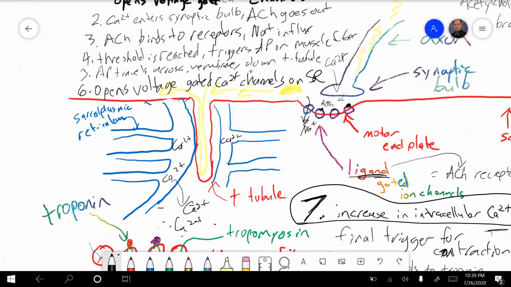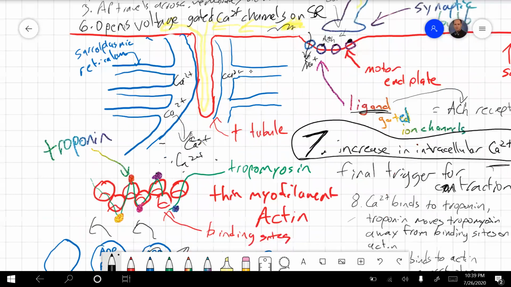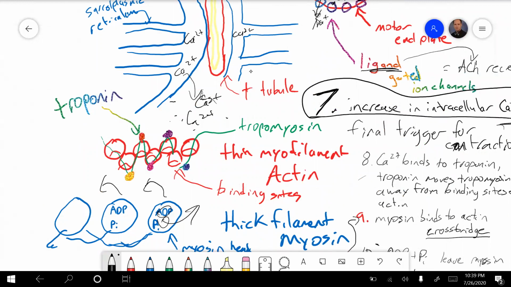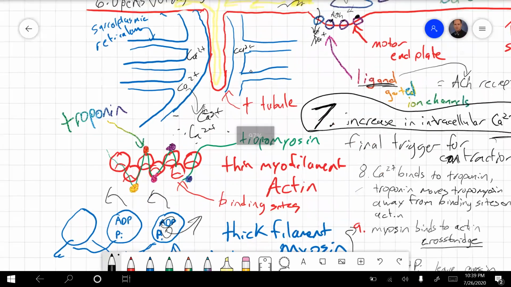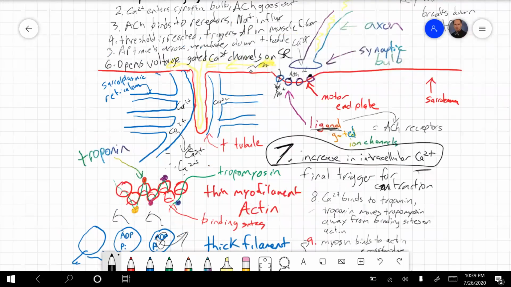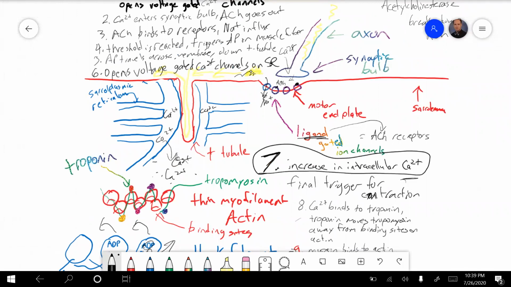Then there's no more sodium going in. That means there's no more action potential here. That means there's no more calcium release here, which means that calcium is no longer bound to troponin. Troponin then isn't moving tropomyosin out of the way. The myosin's not binding to actin. Muscle relaxes. So there's a lot going on here. It's incredibly complicated. So much complexity.